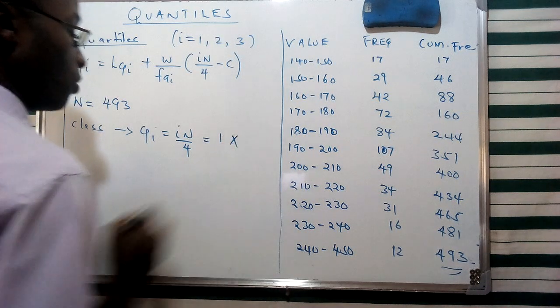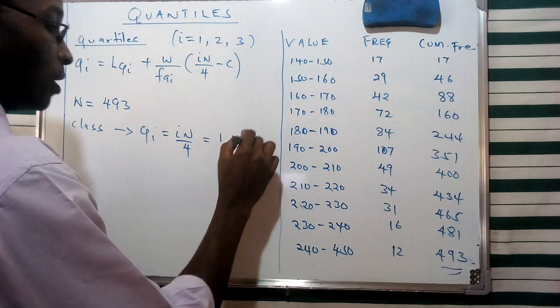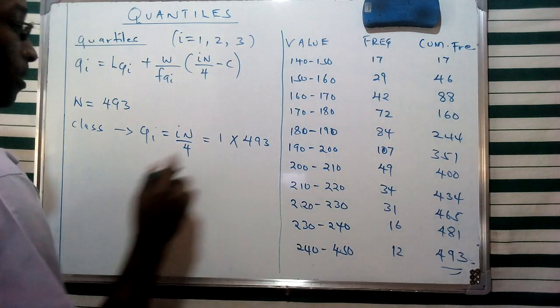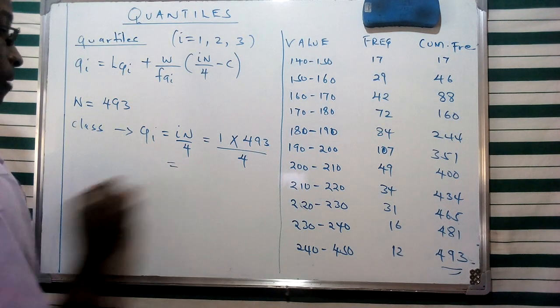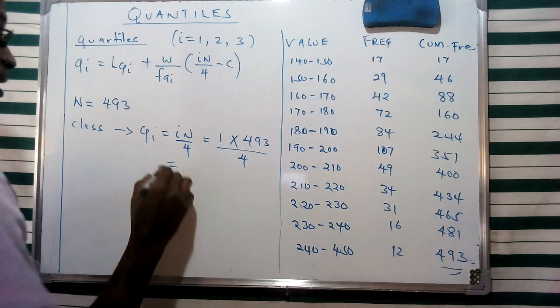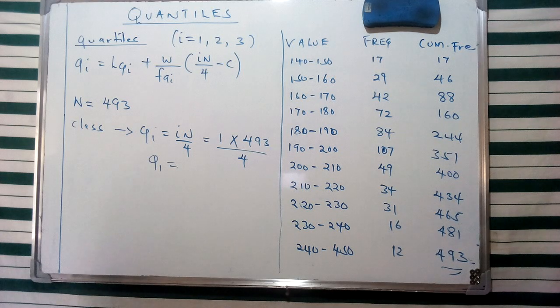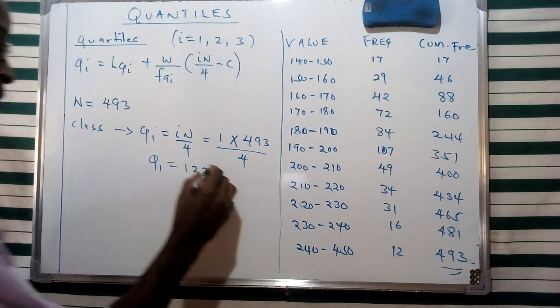So we're going to have 1 as the first quartile, times the number of observations, which is 493, the total cumulative frequency of this data, divided by 4. So for the first quartile, Q1, that is going to give us the value of 123.25.